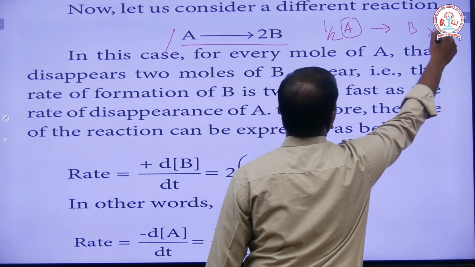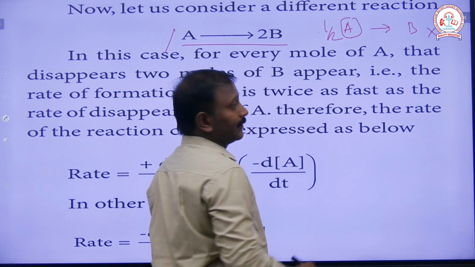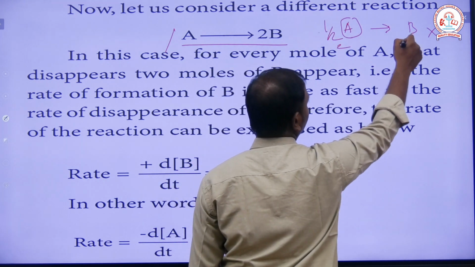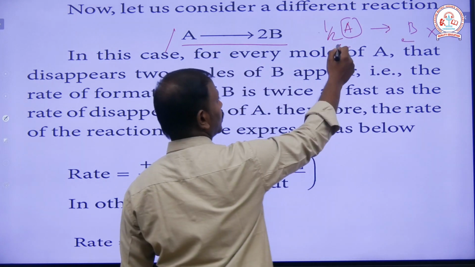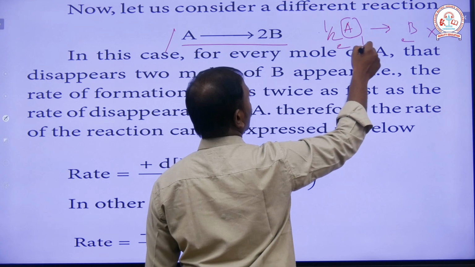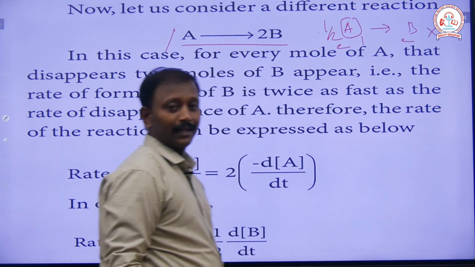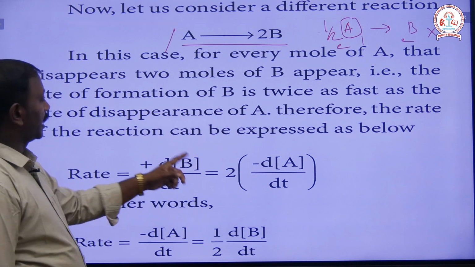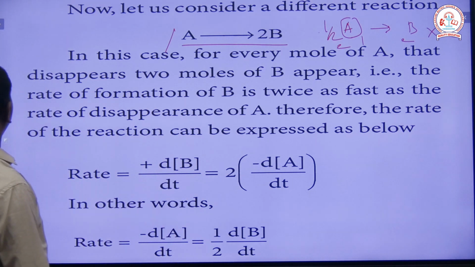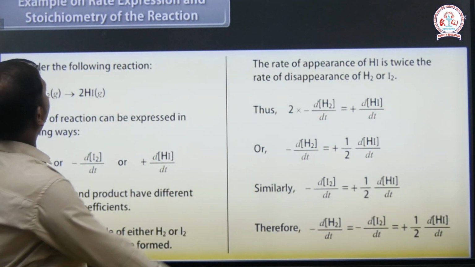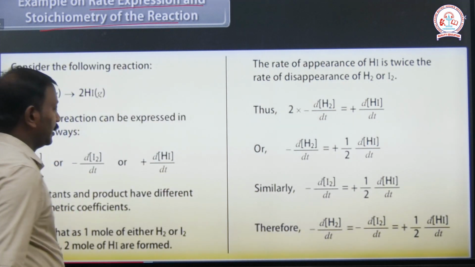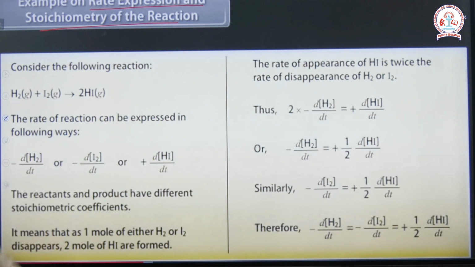If we multiply both sides by 2, twice the concentration of A gives twice the concentration of B. That means 2 into 1 by 2, so 1 mole of A gives 2 moles of B. That's why we take minus 1 by 2 and plus 1 by 2 like that. Right. Next, you see an example for rate expression and the stoichiometry of the reaction. Let me see one example.